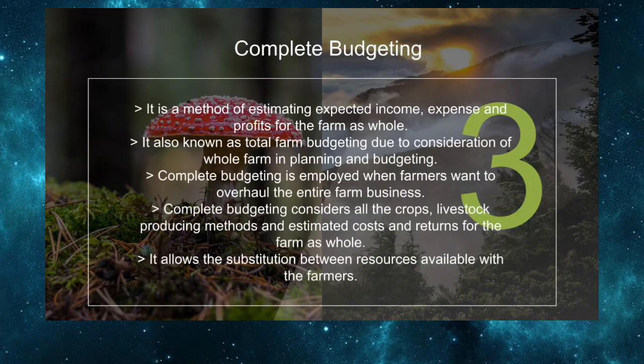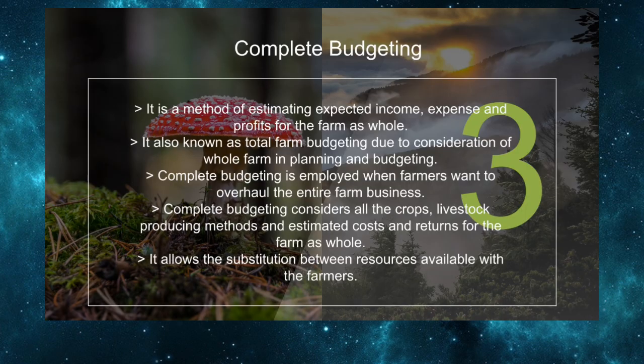This slide introduces complete budgeting, which differs from partial budgeting because it considers the entire farm rather than just one part. Complete budgeting is used when a farmer wants to reorganize or overhaul the whole farm business. It estimates total farm income, expenses, and profits for all enterprises combined.